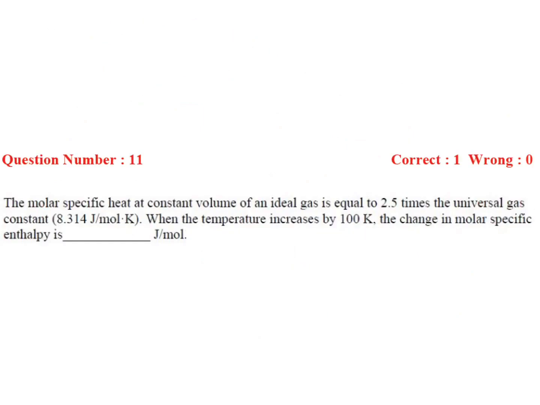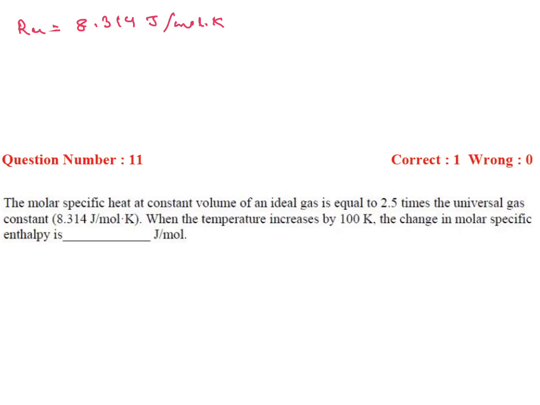Next question. The molar specific heat at constant volume of an ideal gas is equal to 2.5 times the universal gas constant, 8.314 joule per mole Kelvin. When the temperature increases by 100 Kelvin, the change in molar specific enthalpy is how much? In unit joule per mole you have to answer. So Ru, universal gas constant, its value is given as 8.314 joule per mole Kelvin.